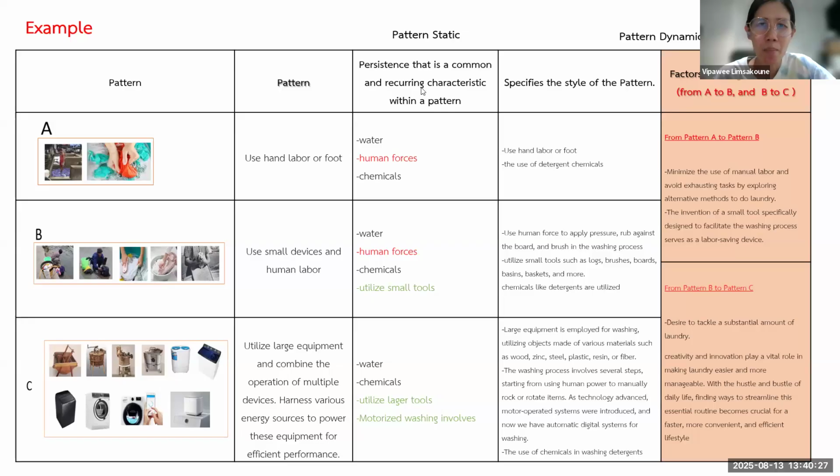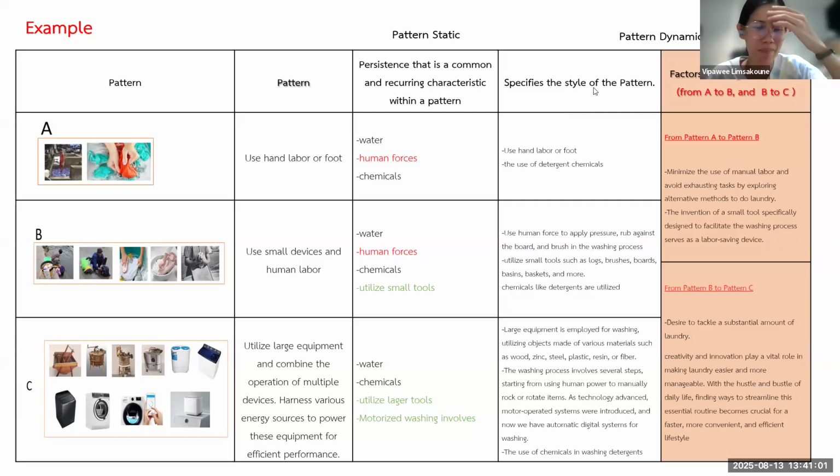In this column, persistent, that is the common and recurring characteristic within a pattern. I wrote down that we use water, we use human force or human labor, either word is okay. We could use chemicals to remove hard stains, like coffee stains or oil stains, for example.